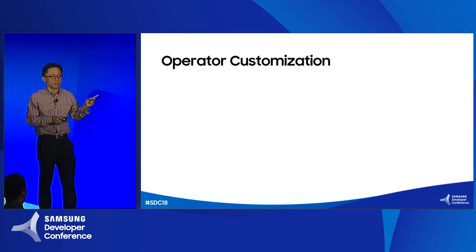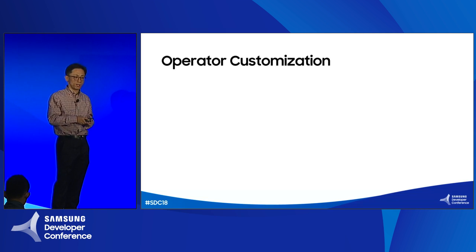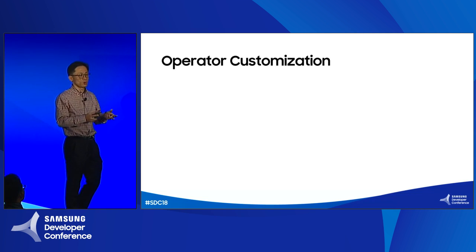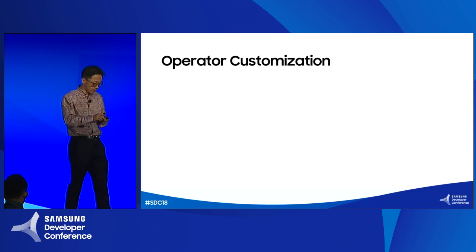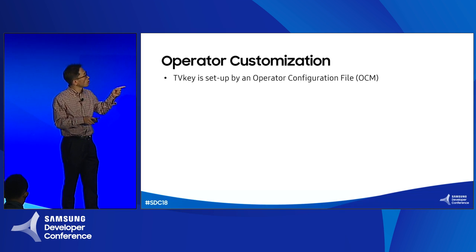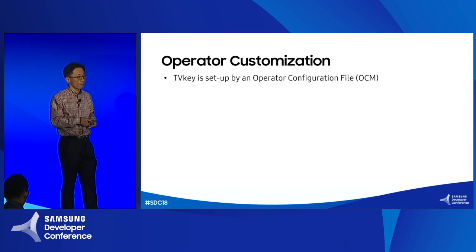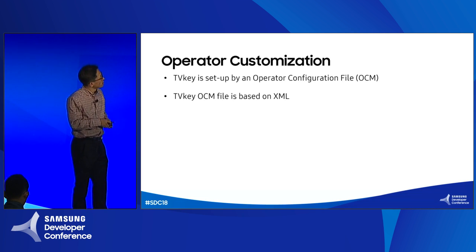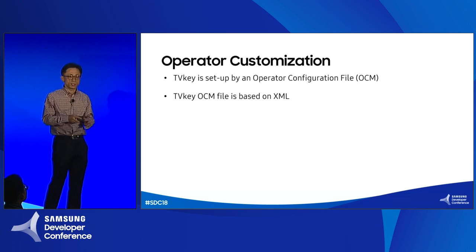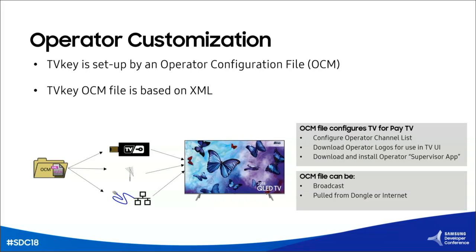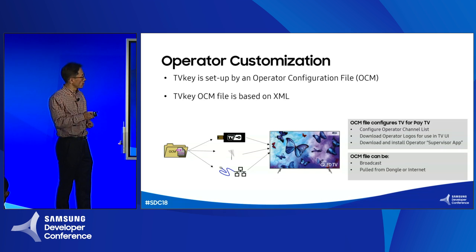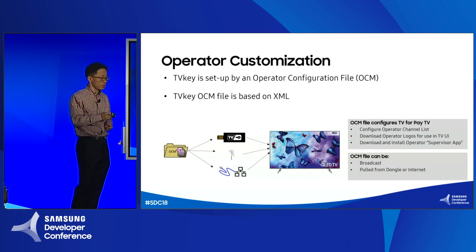This is another function. I think this is important to operators. From the operator's perspective, they have to customize their UI on top of our TV. This is the solution for that. We defined the operator configuration file, OCM, for that purpose. The TVkey OCM file is based on XML, so it is extensible. This is how it works. You can see the OCM file is defined somewhere. Then it can be downloaded from the dongle, air, and internet. Then this operator configuration file will be installed in our TV.